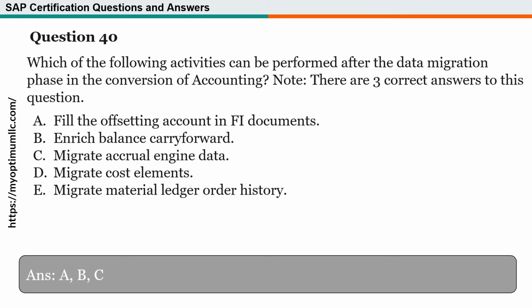Question 40. Which of the following activities can be performed after the data migration phase in the conversion of accounting? Note, there are three correct answers to this question. A. Fill the offsetting account in FI documents. B. Enrich balance carry forward. C. Migrate accrual engine data. D. Migrate cost elements. E. Migrate material ledger order history.